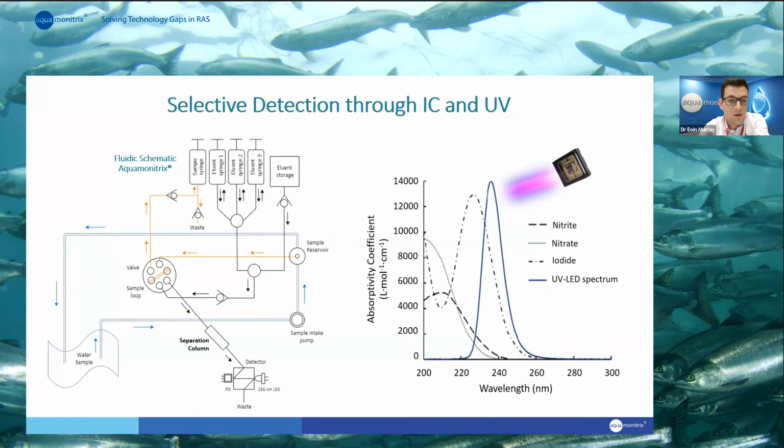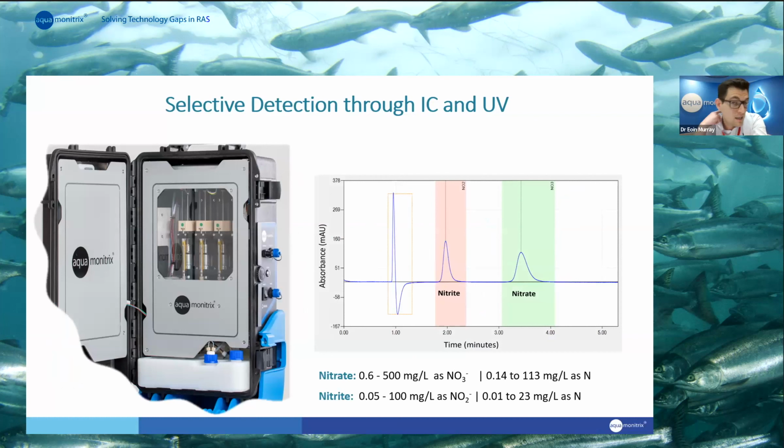The analysis, or the detection, takes place using our patented UV LED based detection system. And we use a deep UV LED, which allows for the direct absorbance measurement for nitrite and nitrate. And this is an image of the actual system itself.